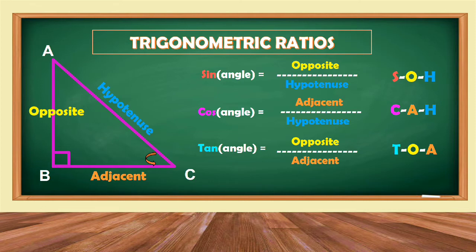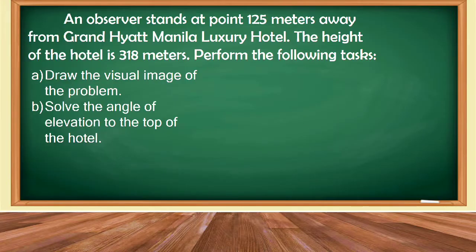Since you are already familiar with the geometric properties that may be used in problem solving involving right triangles, let us now apply it. First problem. An observer stands at a point 125 meters away from Grand Hyatt Manila Luxury Hotel. The height of the hotel is 318 meters. Perform the following tasks. First, draw the visual image of the problem and then solve the angle of elevation to the top of the hotel.